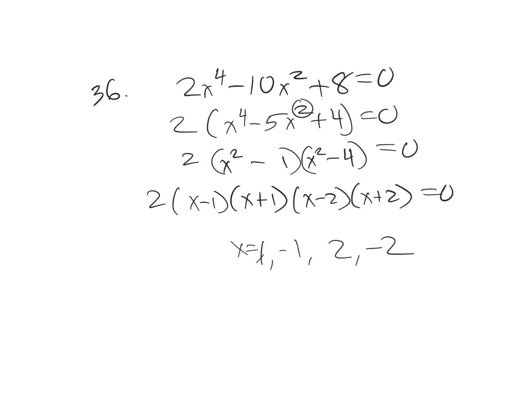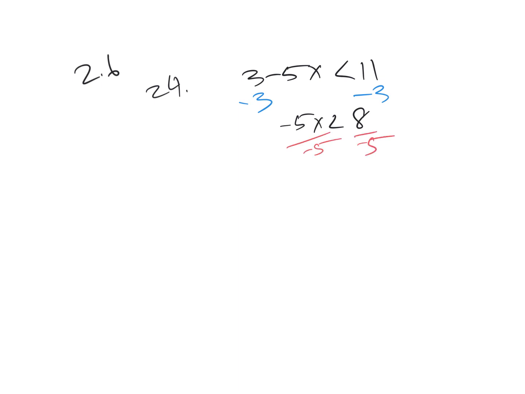Okay, next problem. This is 2.6. Everybody answer this one. This is number 24. 3 minus 5x less than 11. Okay. Subtract 3. You get negative 5x less than 8. Divide off the negative 5, and you get x is greater than 8 over negative 5. You've got to change the direction of the inequality. Write it in interval notation quickly, please. Okay, you should have had negative 8/5 to positive infinity with parentheses.